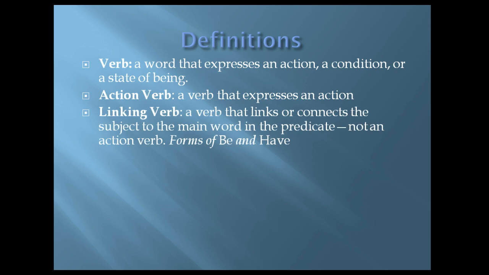Linking verbs are verbs that link or connect the subject to the main word in the predicate. These are not action verbs. Most commonly, linking verbs are forms of be and forms of have. Also can be other words such as looks, appears, and smells. Those kind of sensory words which don't indicate that someone's actually doing that. If the house smells musty, it's not sniffing anything.